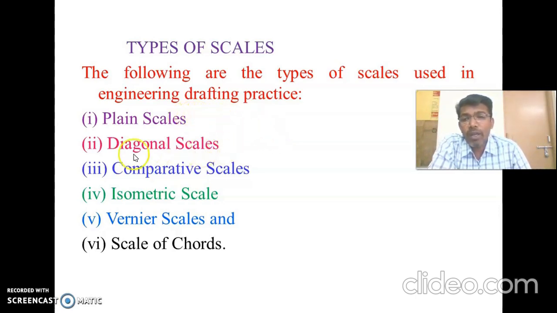So that we employ the diagonal scales, right? So the simple logic is, when you use the diagonal scale, it means when the two numericals are there after the decimal, then you have to go for the diagonal scales. And another one for using two numerical values after the decimal is vernier scales. But today I am going to explain about the plane scales as well as the diagonal scales.